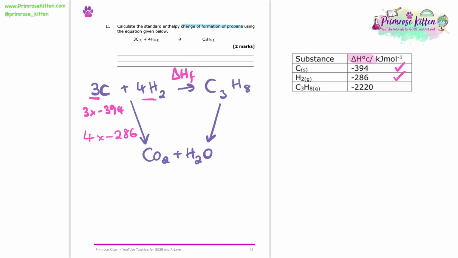Now, if we look over at the propane, you can see that there's just one of them, and the standard enthalpy change of combustion is minus 2,220.